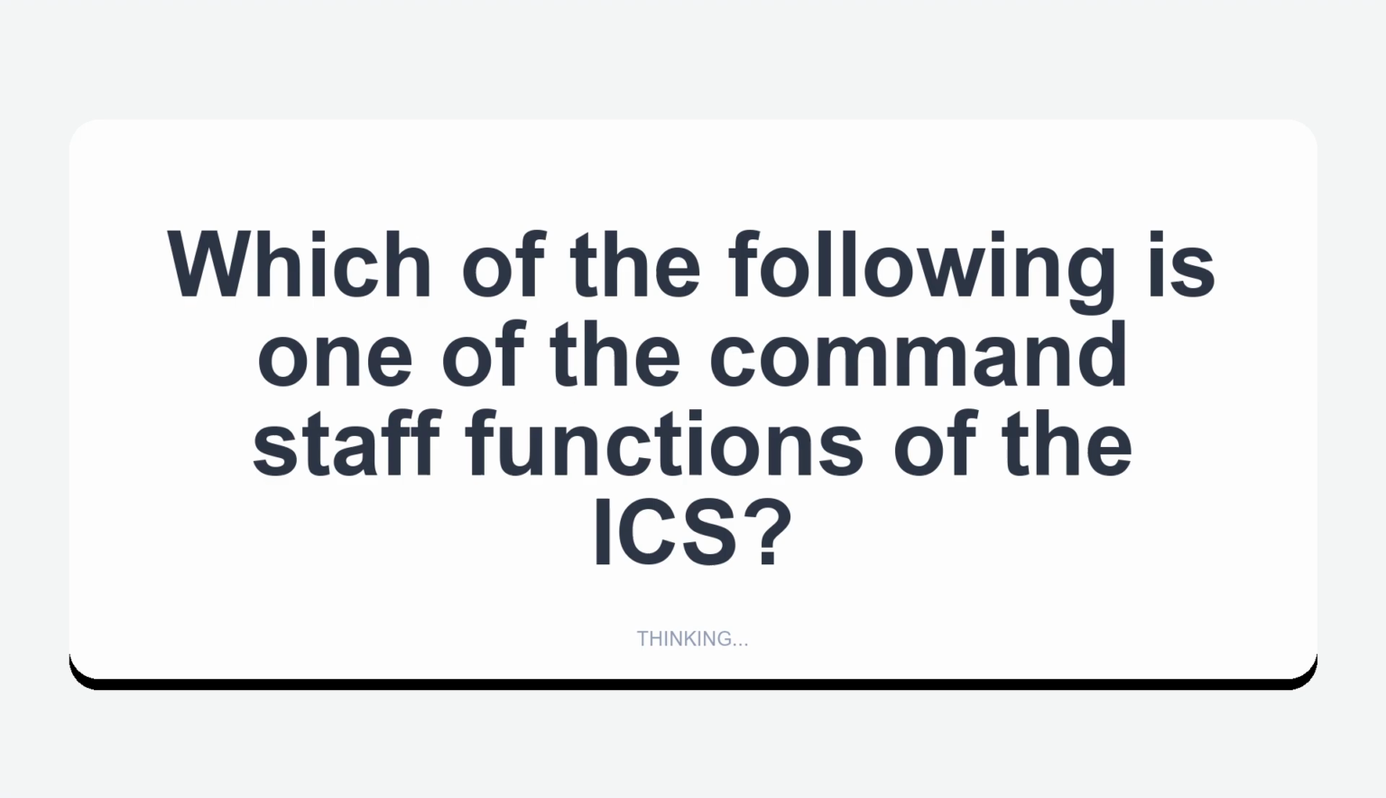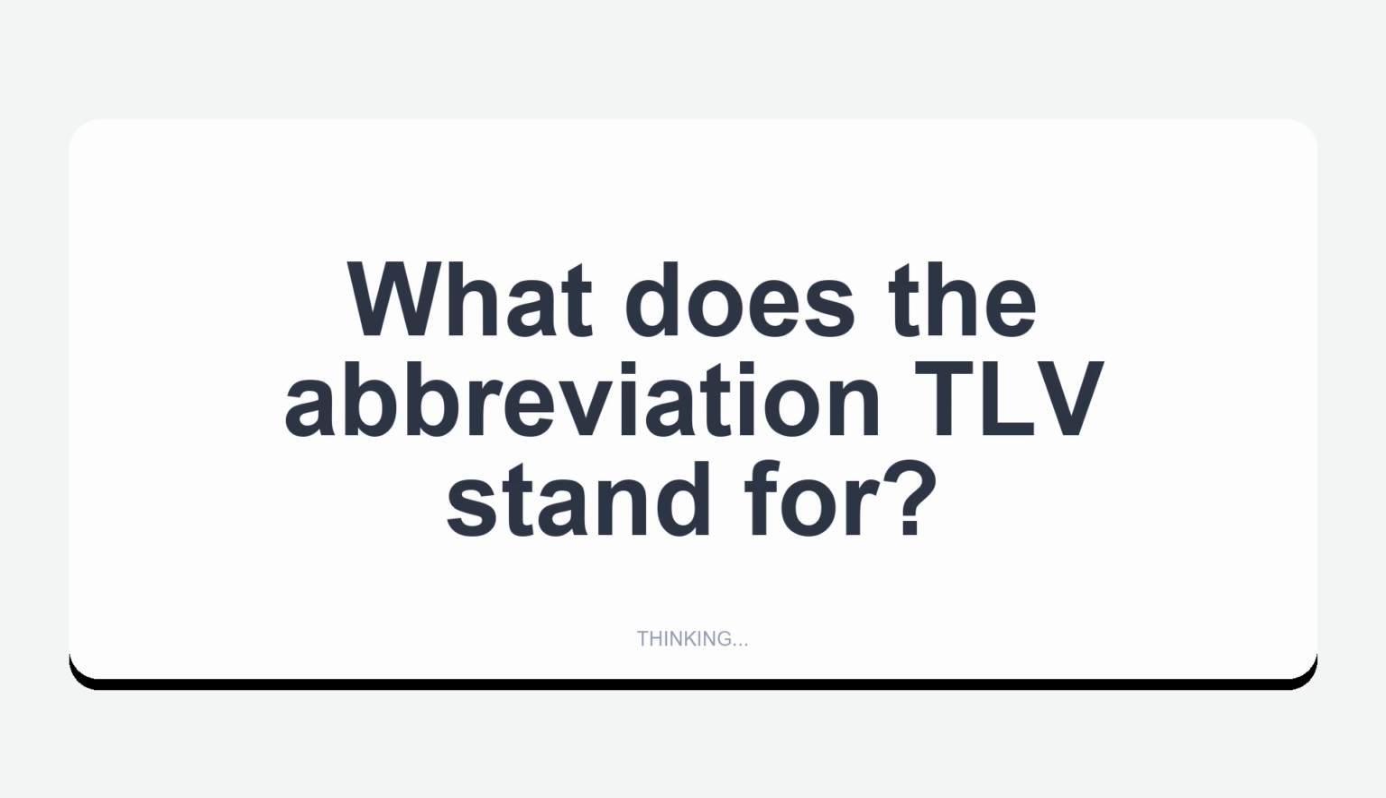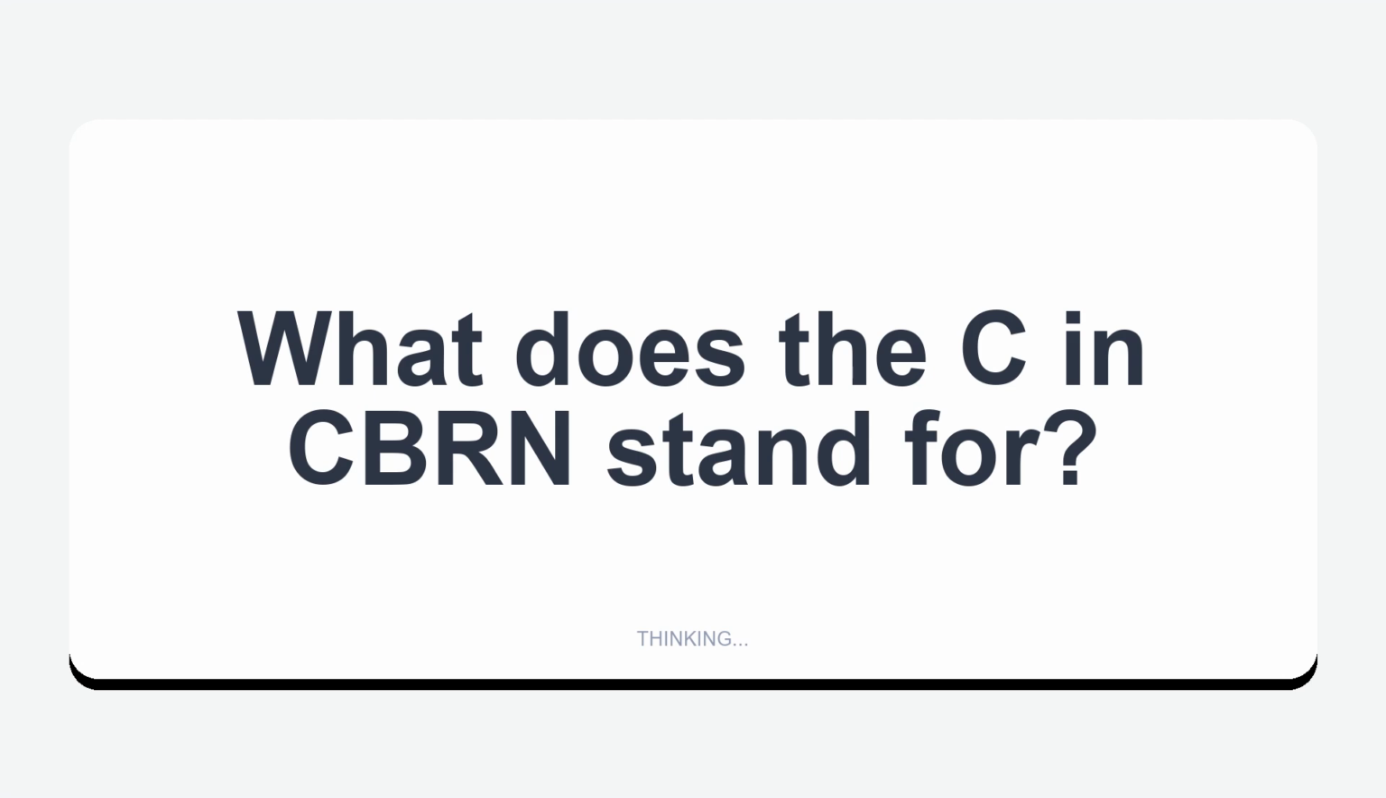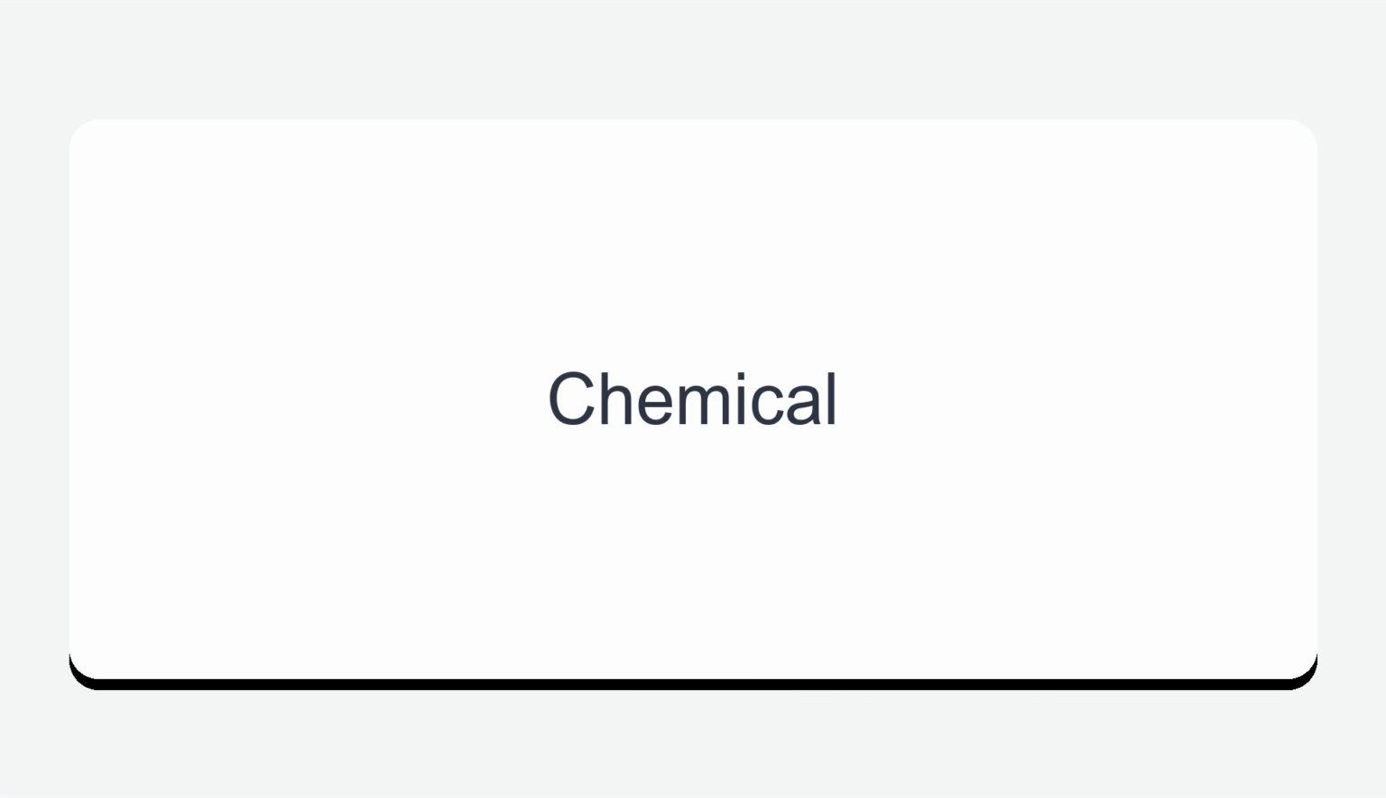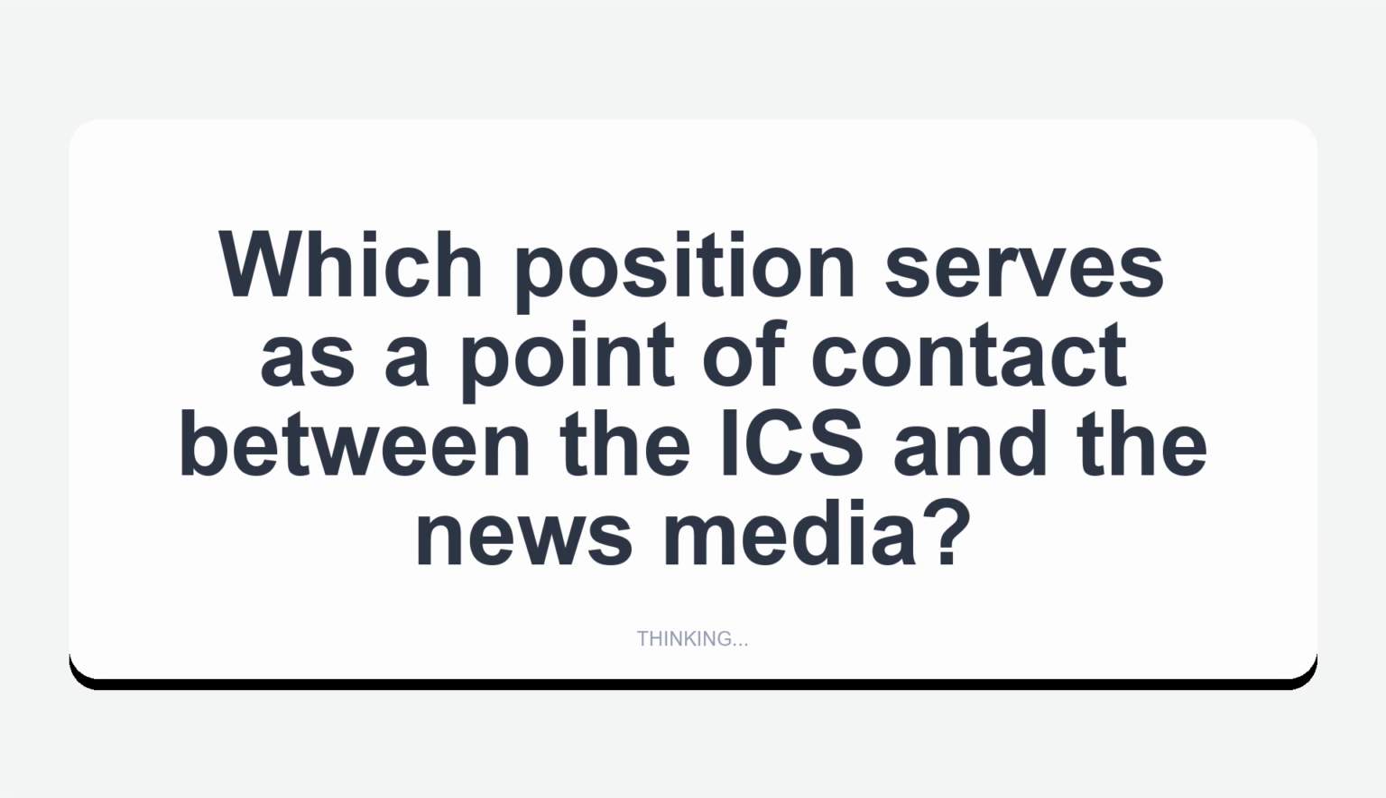Which of the following is one of the command staff functions of the ICS? Safety. What does the abbreviation TLV stand for? Threshold limit value. What does the C in CBRN stand for? Chemical. Which position serves as a point of contact between the ICS and the news media? Public Information Officer.